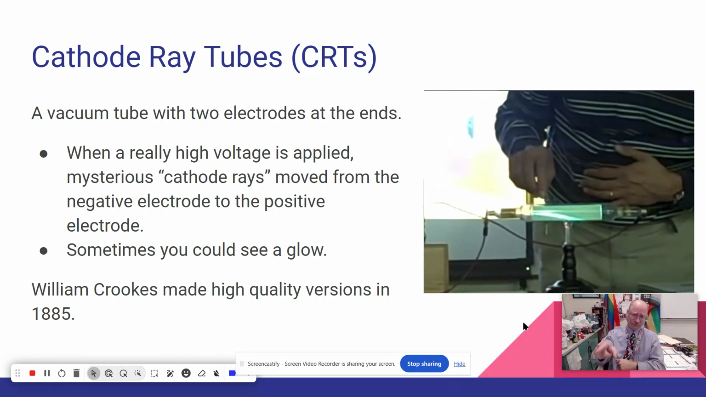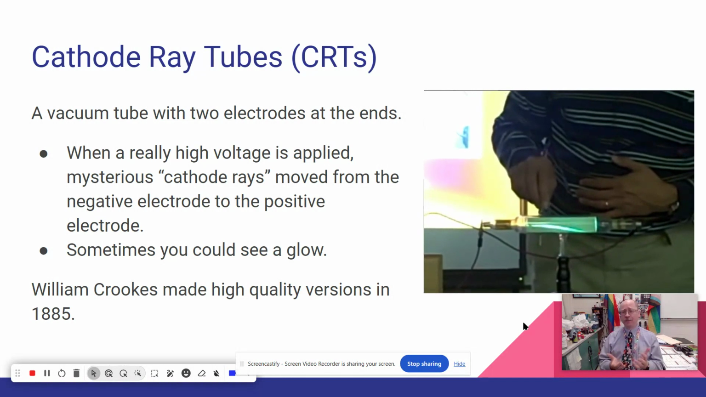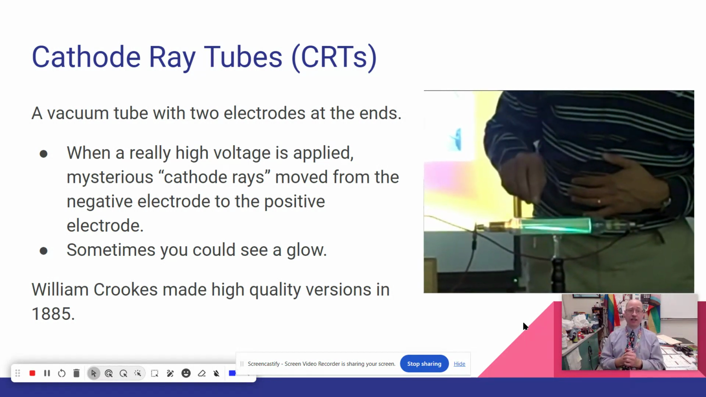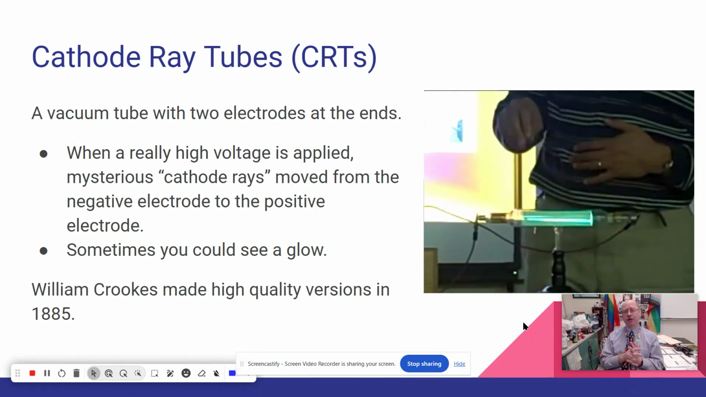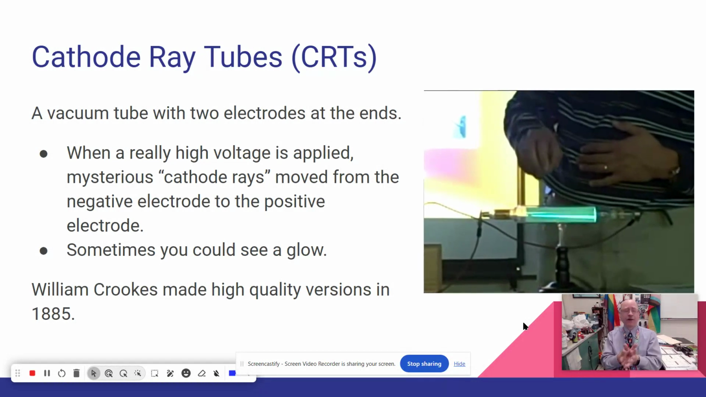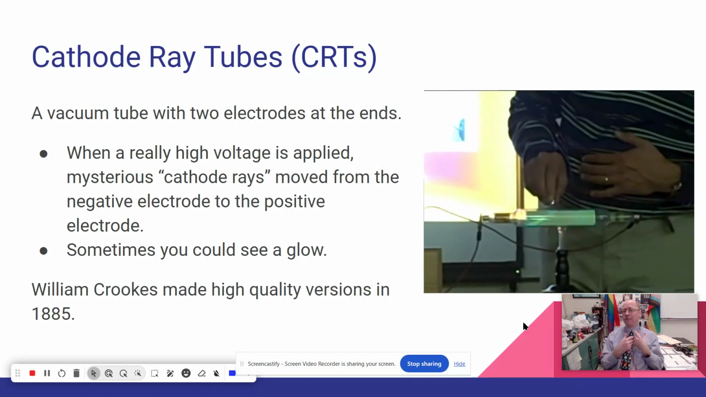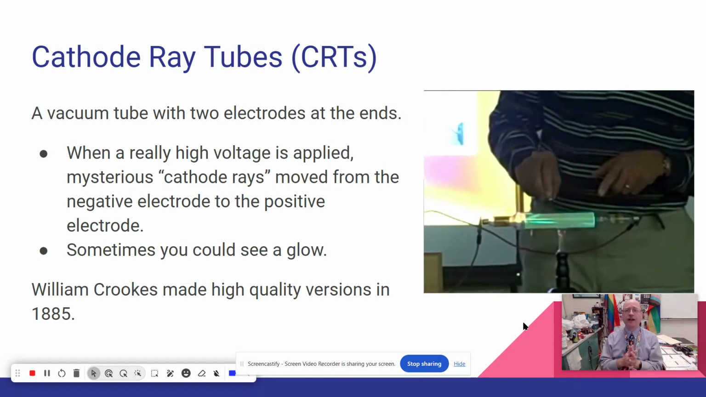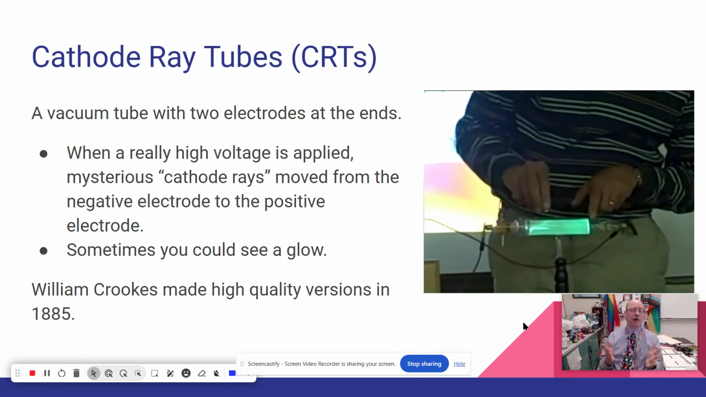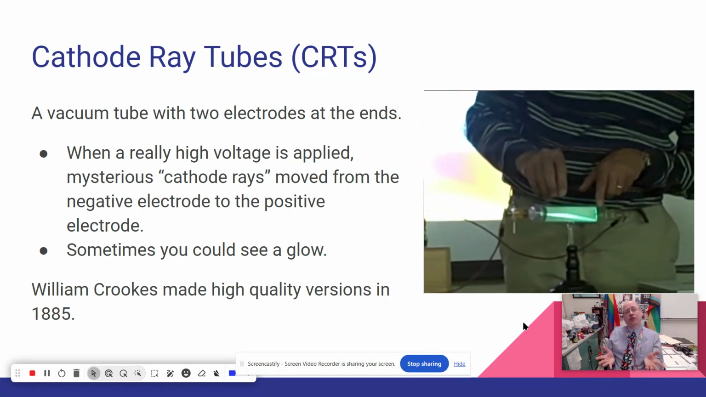And you can see he's bringing a magnet nearby now, and you can deflect the path of these mysterious cathode rays as they go through here. In this time period, there is this guy that I mentioned here named William Crookes, and he's making the best cathode ray tubes that anybody has ever seen for doing experiments, to the point where they're actually referring to them as Crookes tubes.